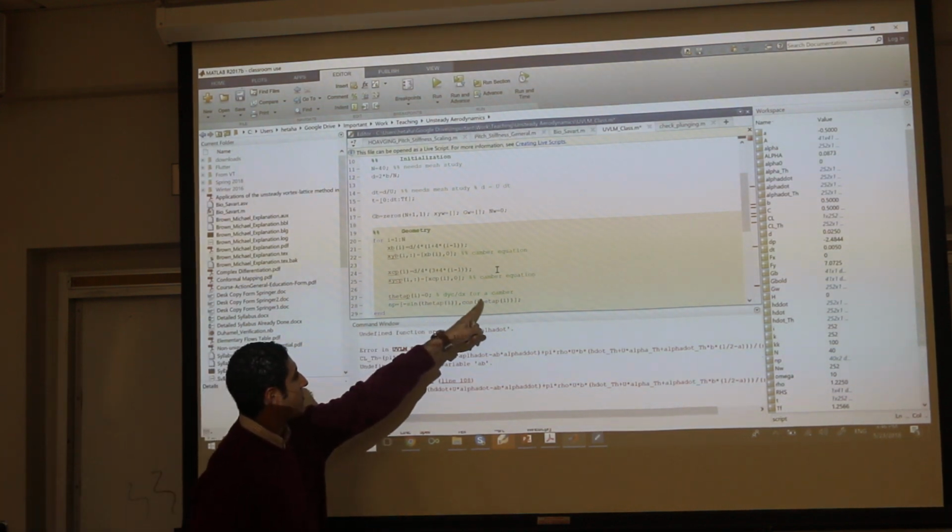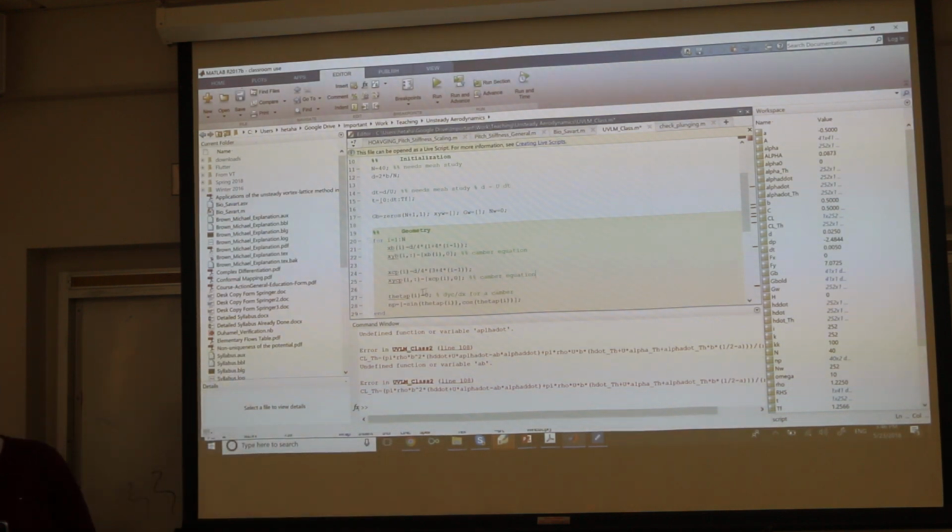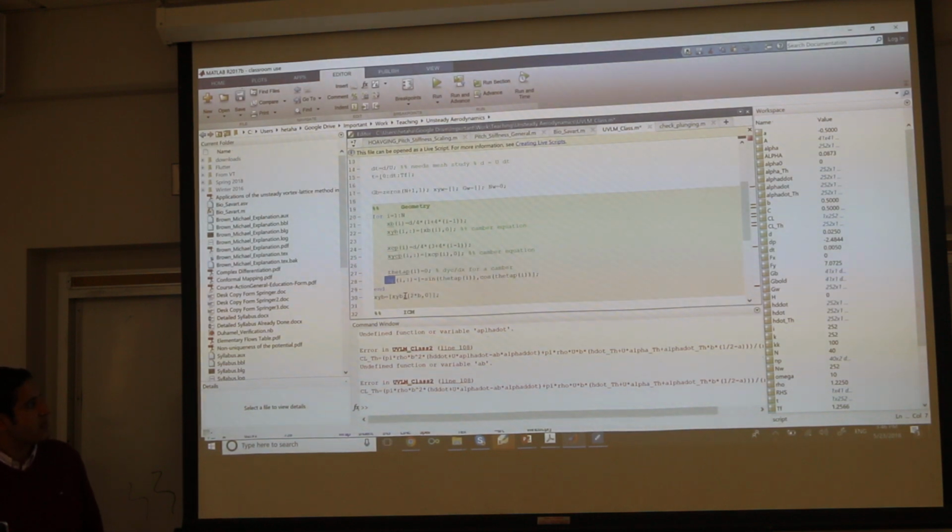Here we already wrote this from last time. This is the dy/dx for your camber. This is the normal vector at each panel, right? The normal to the panel. Okay, so in our case it will be just 0 and 1 because it's a flat plate. And this is the last point of the trailing edge.